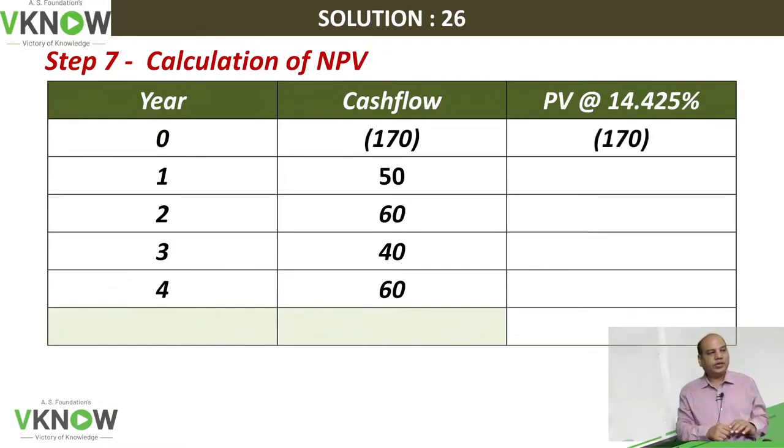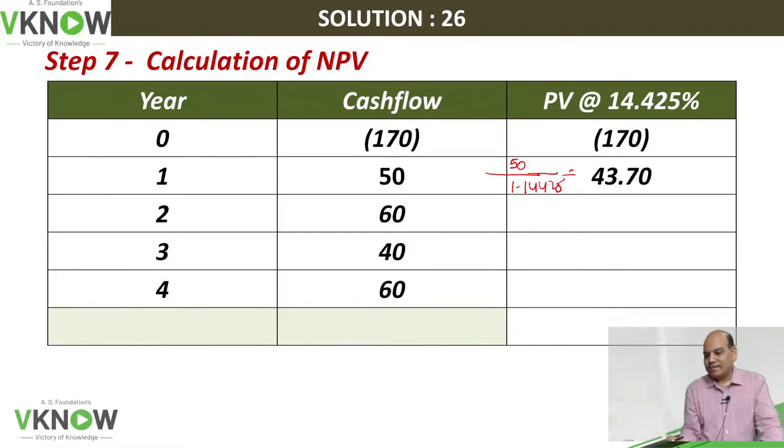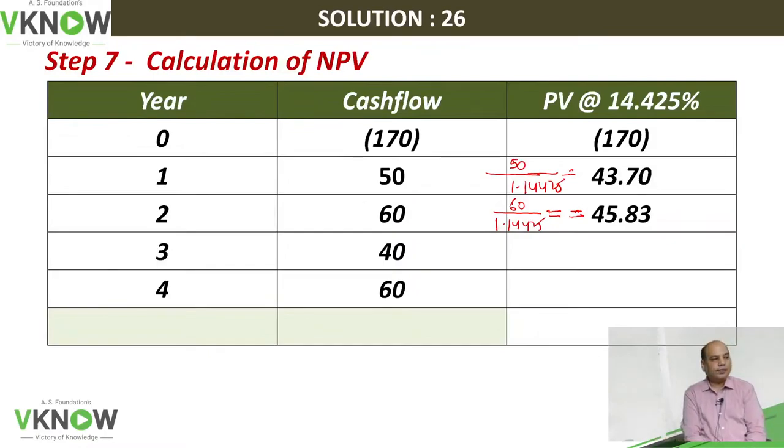Compute the present value. How do you do it directly? You will type 50 divided by 1.14425. Press equal to, memory plus. Then 60 divided by 1.14425, press equal to 2 times, memory plus. You will get 45.83. Do the same way, 40 divided by 1.14425, press equal to 3 times. 26.7.